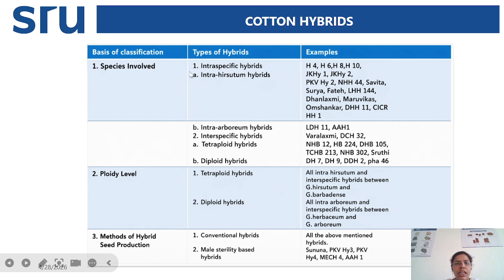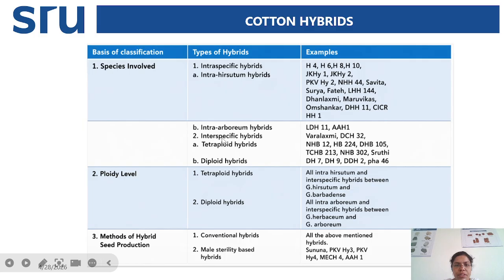Based on species, intraspecific hybrids include intra-hirsutum hybrids and intra-arboreum hybrids. Here you can see examples like H4, H6, H8, H10, Dhanalakshmi. There are many intra-hirsutum hybrids, and we also have some intra-arboreum hybrids, such as LDH11 and AAH1.